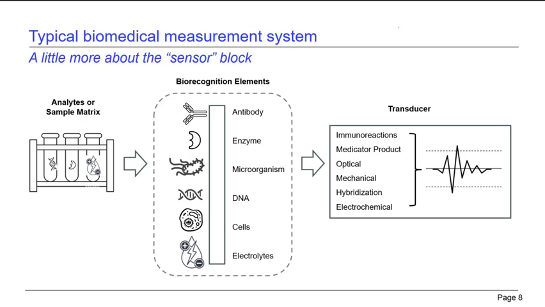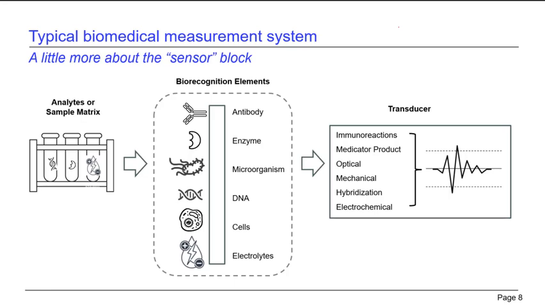This particular slide builds on the sensor block introduced in the previous slide, providing a more detailed breakdown of the interaction between analytes and biorecognition elements within the system. The analytes, also referred to as the sample matrix, can take many forms, depending on the application. These include antibodies, used in immunoassays to detect specific antigens, enzymes to facilitate biochemical reactions and are often used in biosensors for glucose and other metabolites, microorganisms employed in microbial biosensors to detect specific pathogens or assess environmental conditions.